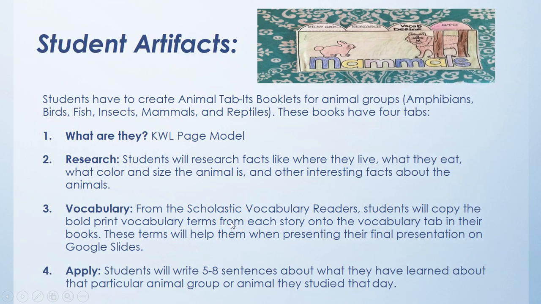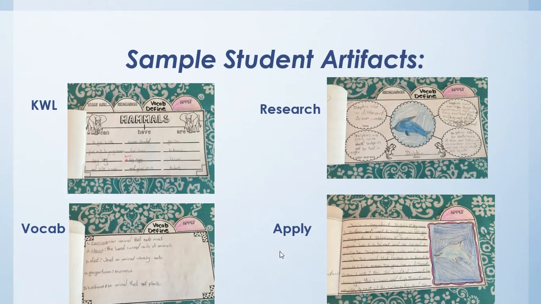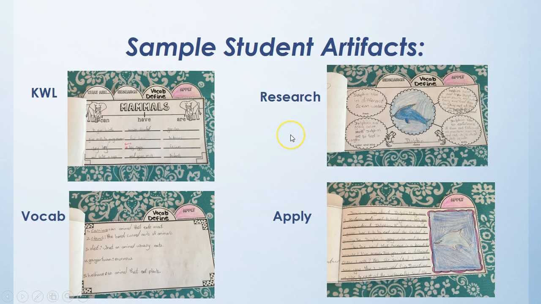Student artifacts. Students have to create an animal tablet booklet for the animal groups. They have 4 tabs. They have the What Are They tab, which is like a KWL page, a Research tab, where students research facts on their animal, a Vocabulary tab, where students use the Scholastic vocabulary readers to copy the bold print vocabulary terms from each story onto the vocabulary tab in their books. These terms will help them when presenting their final presentation on Google Slides. They also have an Apply tab, where they will write 5 to 8 sentences about what they have learned about that particular animal group or animal they studied that day. Here is an example of the student artifact tabs.